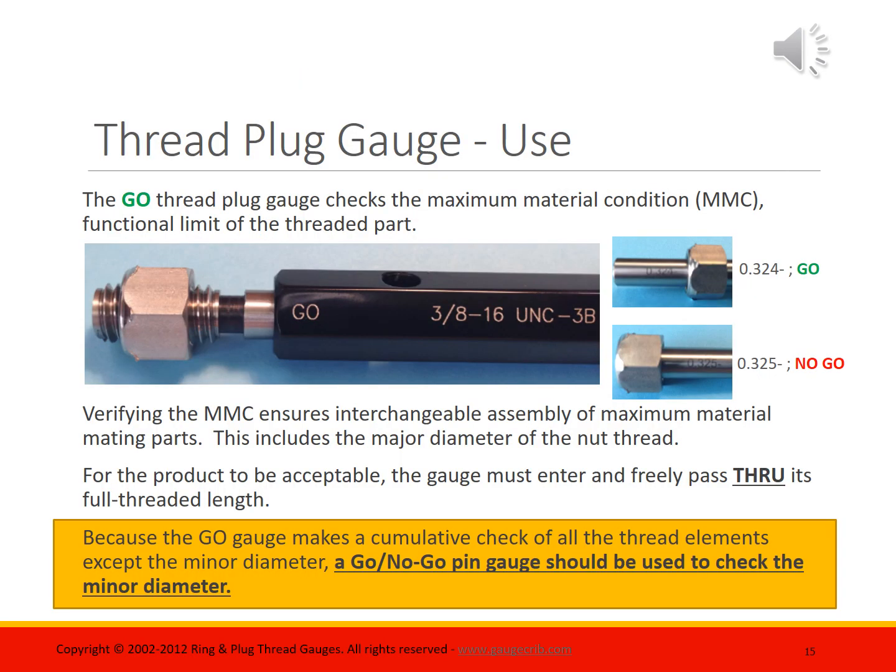So we talked about threads and specifically UNC thread classes. This is where A is the bolt and B is the nut. And the higher the number, the tighter the thread. So now it's time to actually start using our thread gauges. So how do you do that?